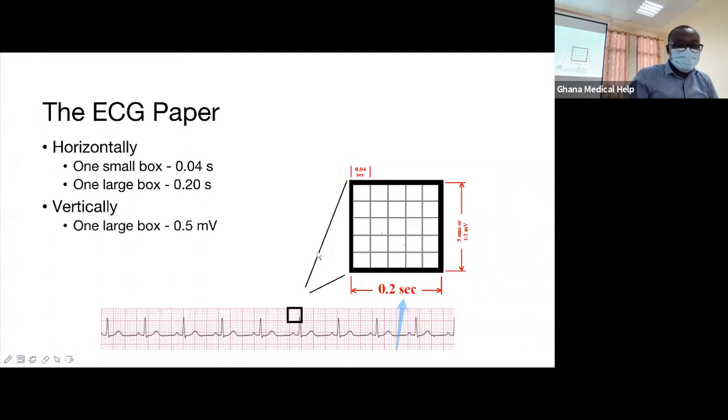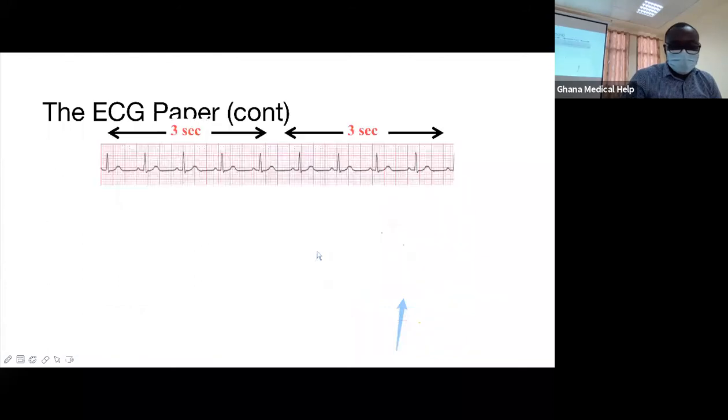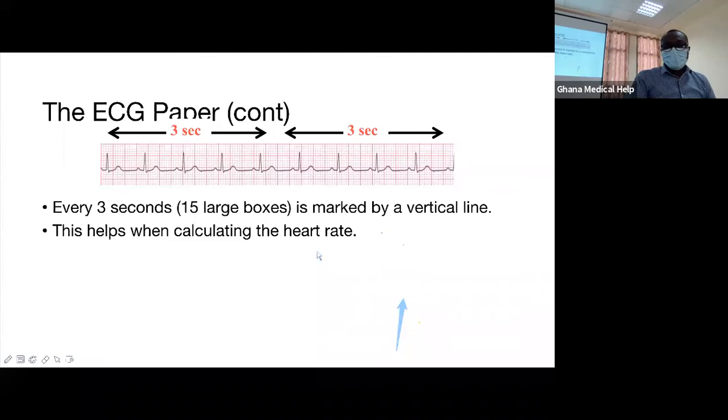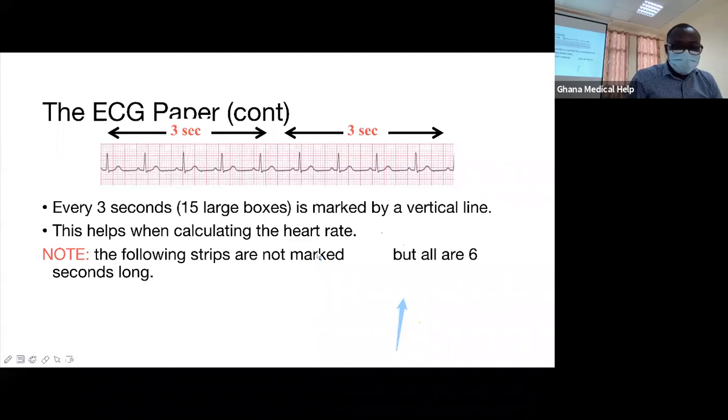Now to the vertical axis, each small box over there is also 0.5 millivolts. So vertically we measure in amplitude, i.e. millivolts. A smaller box will give you 0.5. Then horizontally we measure in time, because its duration takes time for the heart to contract. So now a typical ECG paper is what you have there. Every 3 seconds, that's every 15 large boxes if you count, is marked by a vertical line. And this will usually help us to calculate the rate. That's the next thing we're going to look at as a beginning to how to interpret the ECG.